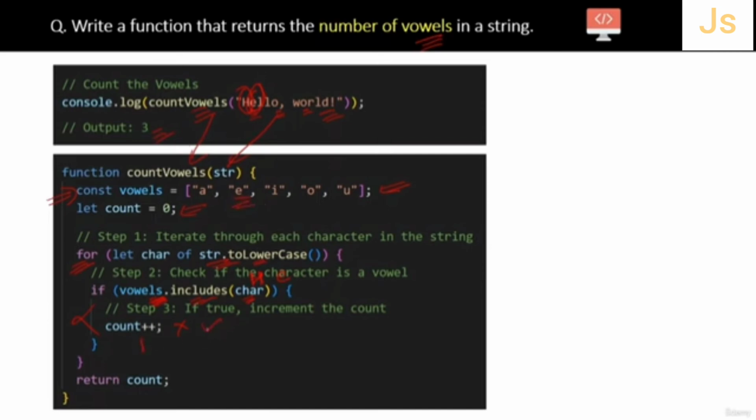Next time for both O and again for O, the count will be incremented again and we will get the final count value equal to 3. And that is the expected output, right? And that is the solution of this problem.